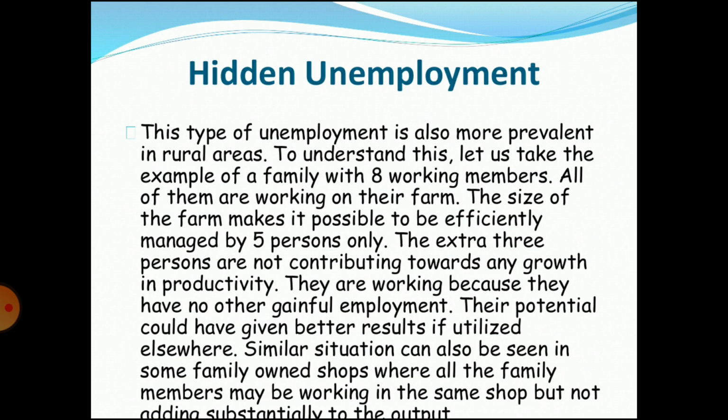or members are still engaged in that activity, just helping the other 5 members, but their help is of no use because their engagement cannot increase the overall production of that farm. So this proves that although the people seem to be employed, they are actually unemployed because of their zero productivity, and this type of unemployment is known as hidden unemployment.